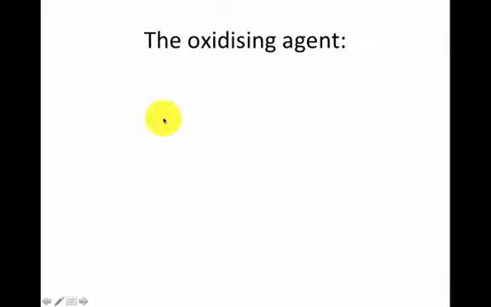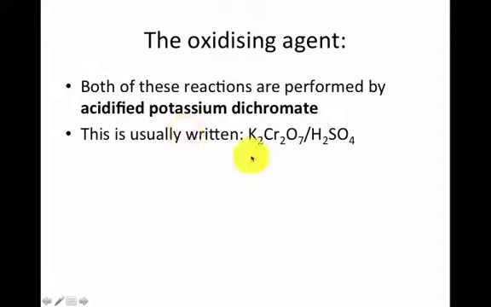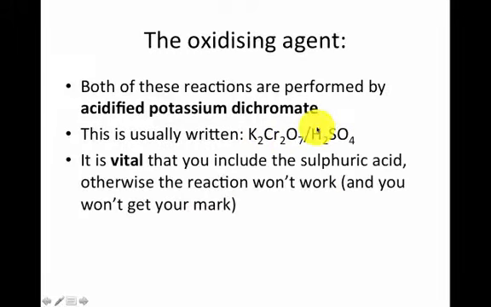So what's the oxidizing agent we're using? The one you need to know for your exams, and the multi-purpose one that we'll work with for the whole year, is potassium dichromate, specifically acidified potassium dichromate. That's very important. Usually write this as K2Cr2O7, and then usually put slash and then H2SO4. Sulfuric acid is the acid we use to acidify our potassium dichromate. It is absolutely vital that you include this. It will not work if you don't use it, and you won't get your mark in an exam because they'll think you don't know what you're talking about.